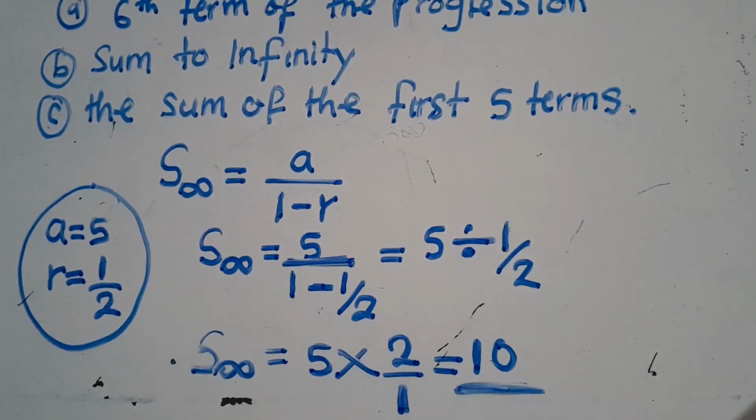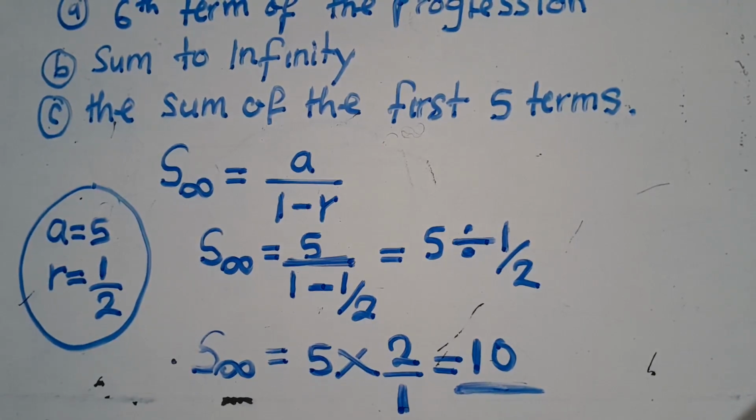Sum to infinity is what? 10. This is what you are supposed to do. So this is the sum to infinity. These are the answers that I was expecting from you people. This is how we were supposed to answer this. Let us now move to the next question. We move to the other question.